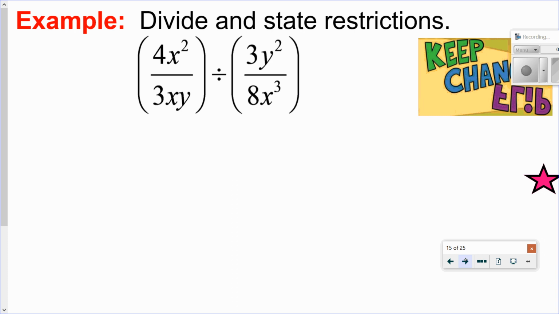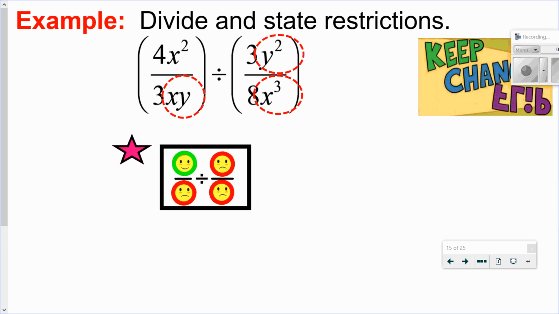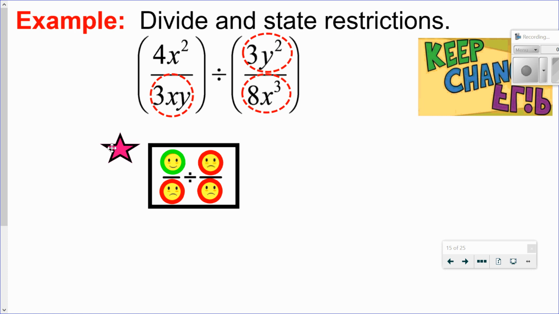Let's try another one. Okay, so again, we're going to keep, change, flip. I know that I'm going to do that, but let's do my restrictions first. So looking at my restrictions in 3 places, basically everywhere except for numerator number 1. So I have a whole bunch of monomials. Remember, the restriction for a monomial is that the variable can't equal 0. So there we are. Now I'm ready to keep, change, flip.